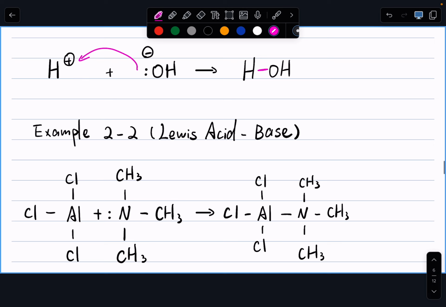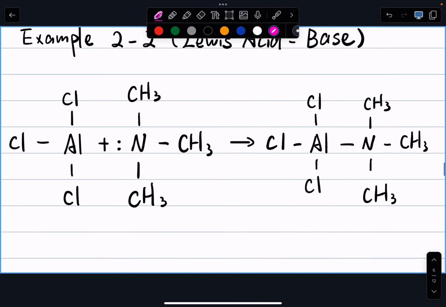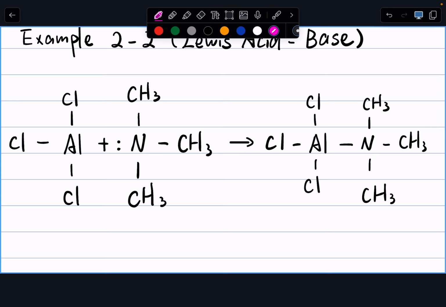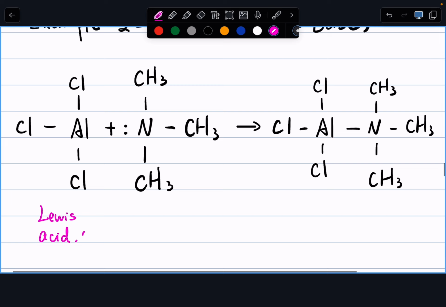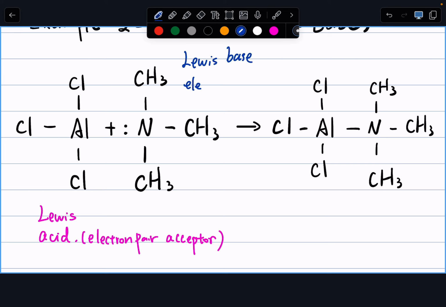It can also be between a Lewis acid and base. Again, I give you the reactant and product. Can you use arrow pushing to link them? In this case, on the left, this is my Lewis acid. And remember, what is a Lewis acid? That's an electron pair acceptor. And on the right, we have my Lewis base, an electron pair donor.